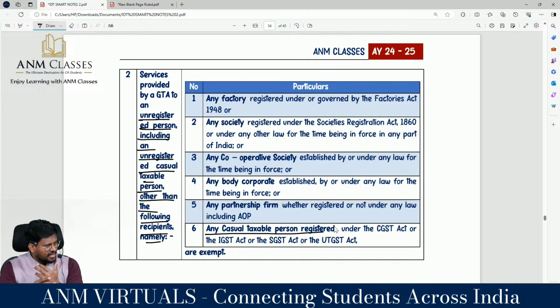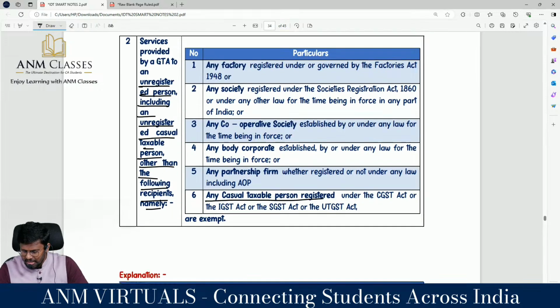So who are that category? Factory, society, cooperative society, any body corporate, partnership firm, whether registered or not, registered casual taxable person. Other than these, it is exempt. So if GTA service is provided to an unregistered individual recipient, it is exempt from GST. Sir, GTA has provided service to an unregistered AOP, BOI, it is exempt from GST, because those categories have not been covered in this list, correct? Okay sir, I'm moving on.